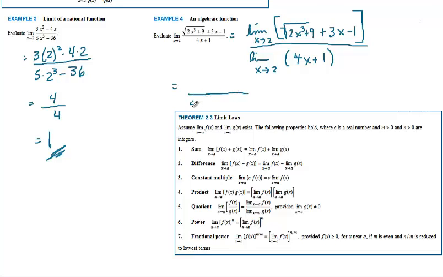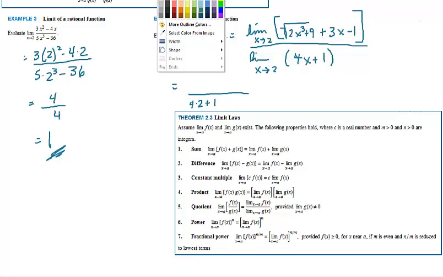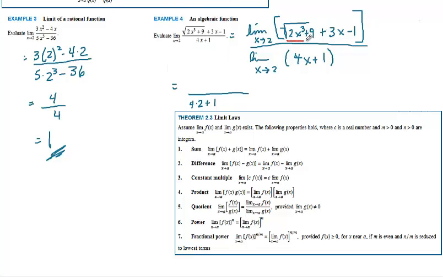Probably ought to write that out though. 4 times 2 plus 1. The numerator, not quite anything yet, but I see from law 1 that I have the sum of 2 different things. So I'm going to use that. And I'll have limit as x goes to 2 of the square root of 2x cubed plus 9 plus the limit as x goes to 2 of 3x minus 1.